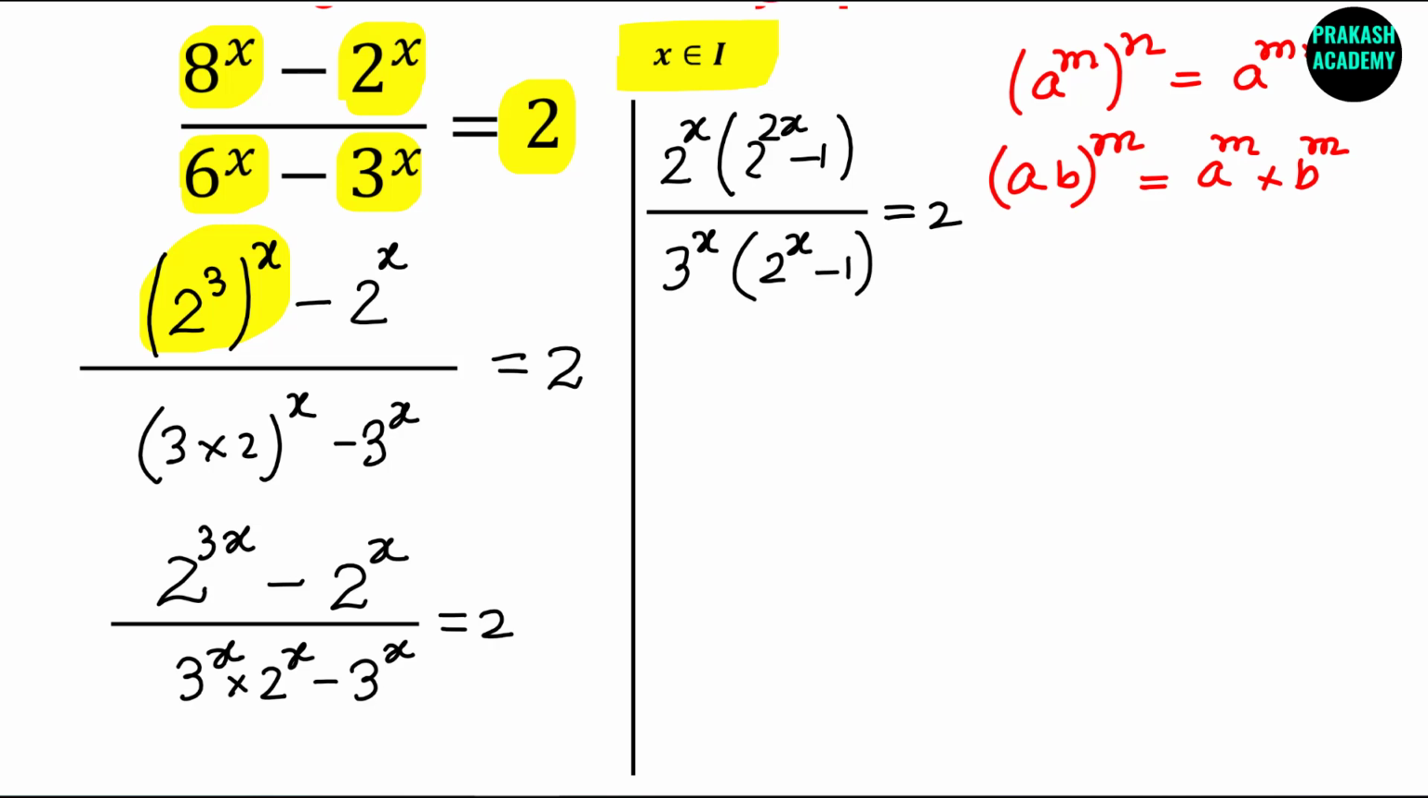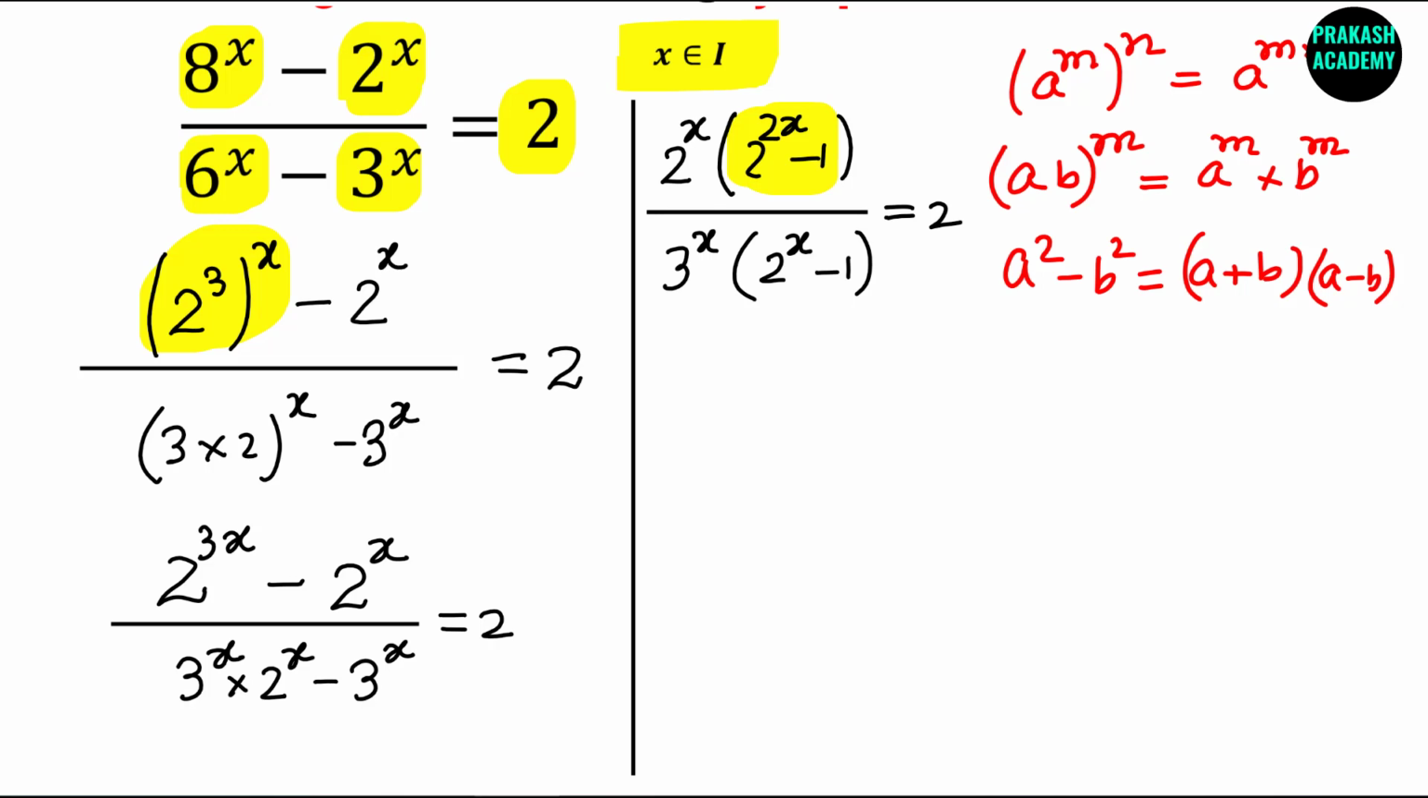Now I can cancel this term. No, I cannot cancel. Basically I can further simplify this. If I have the formula a squared minus b squared, then this becomes (a plus b) into (a minus b).